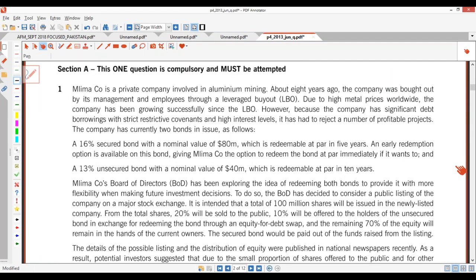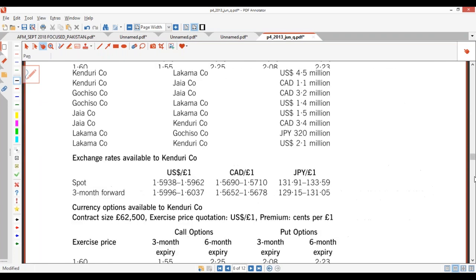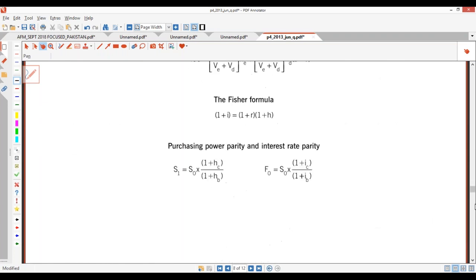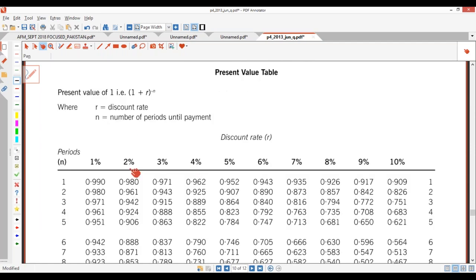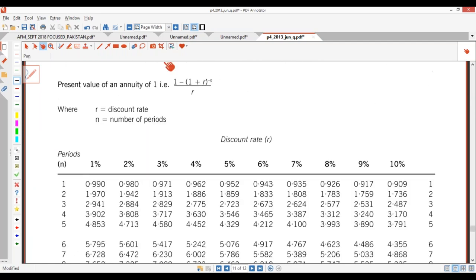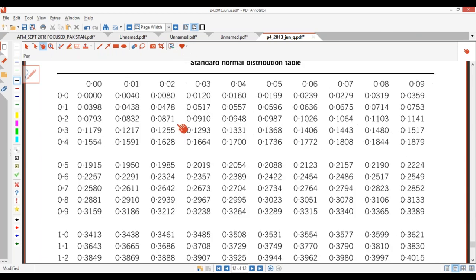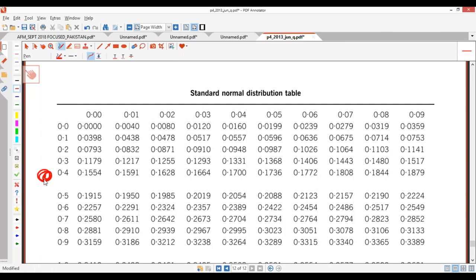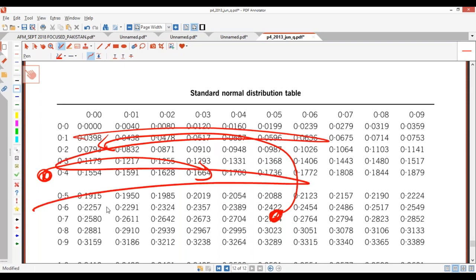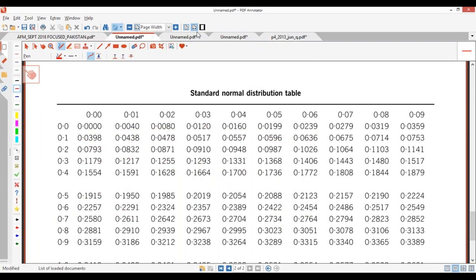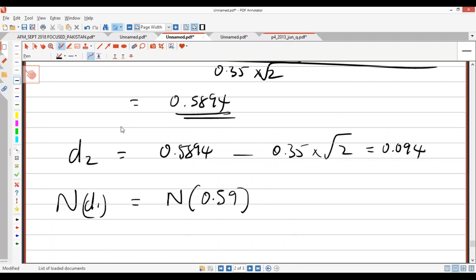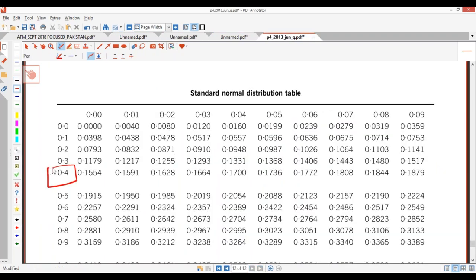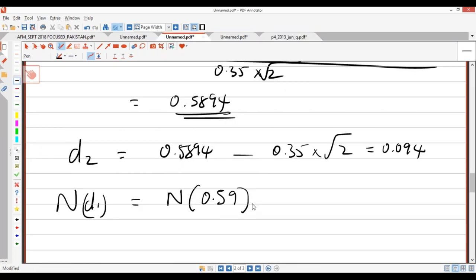Okay. Now let's come to the table here. When you have the normal distribution table, you just have to make sure you read from outside to inside. That's for Black-Scholes. Value at risk, you read from inside to outside. In this case, 2 decimals is fine because you only have 2 decimals. 0.44. That's it. So in this case, it's going to be 0.59.